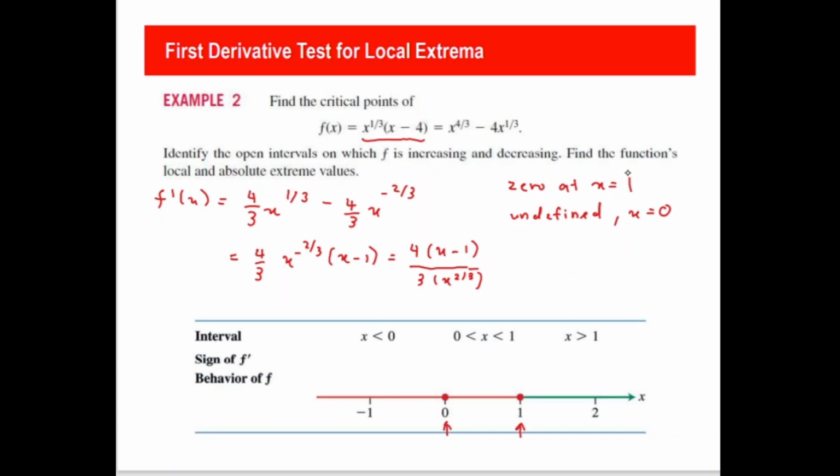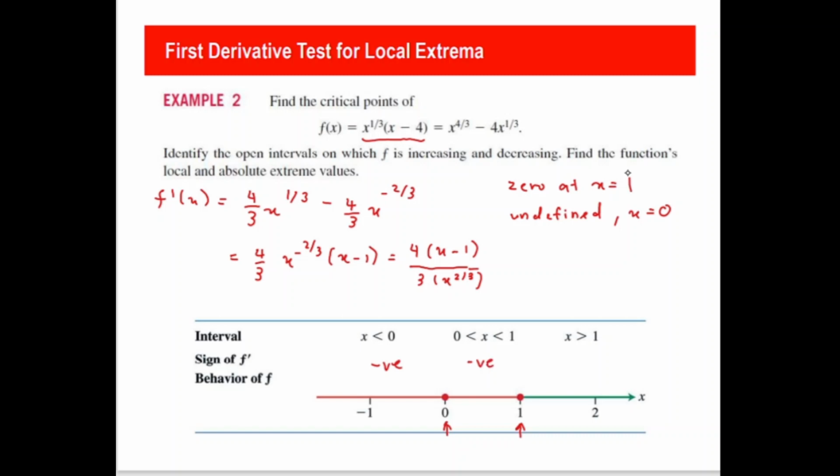Then we need to find the sign of f'. You can choose any value that is less than 0, maybe x equal to negative 1, or even negative 100, negative 1000, negative 3, or whatsoever. You will find out that the sign of f' for this first interval is negative.